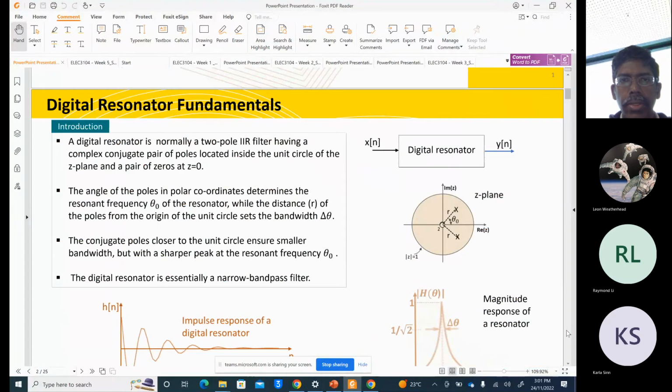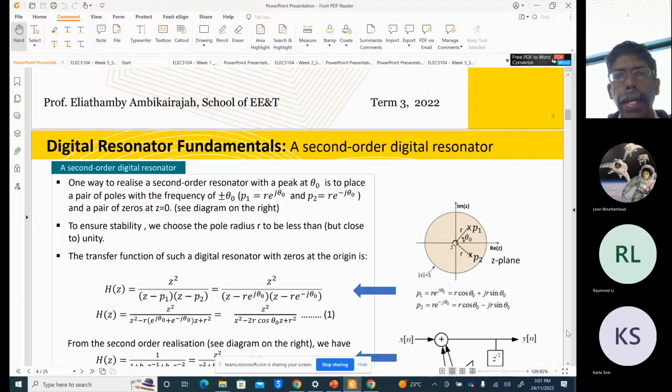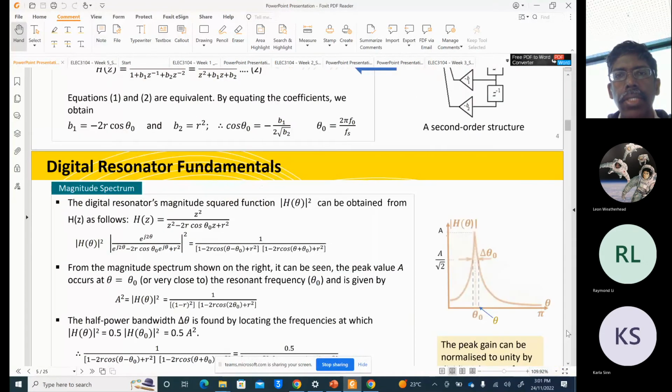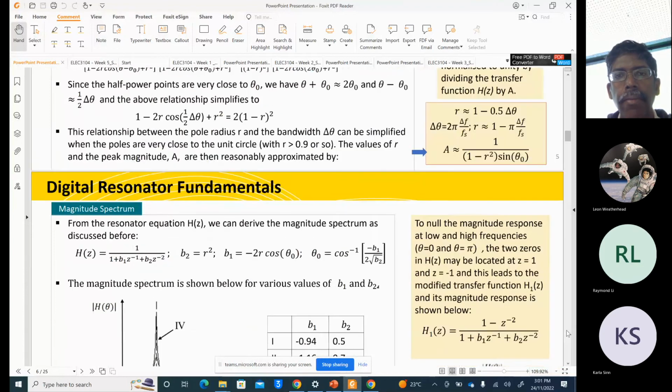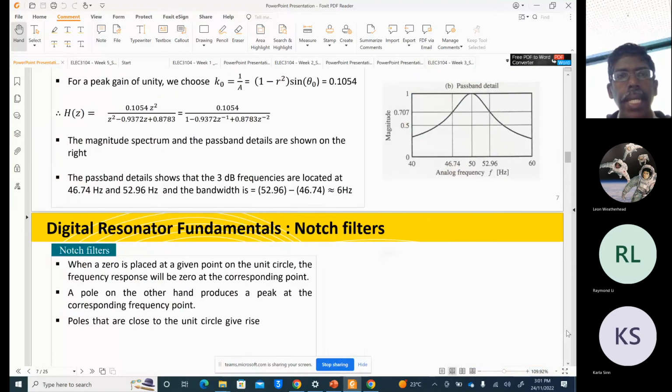these notes. Resonator is something that actually resonates. So when you have conjugate poles, that's the resonator. And the resonator transfer function, all these things are given here. This bandwidth, how to calculate the bandwidth. You can calculate the bandwidth like that.